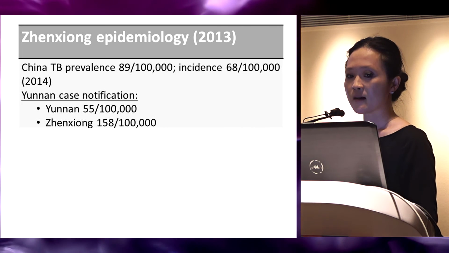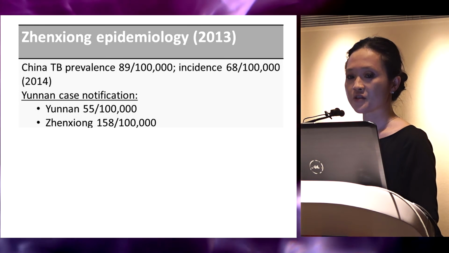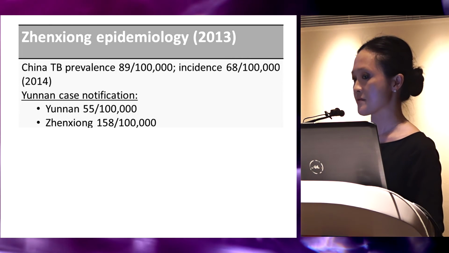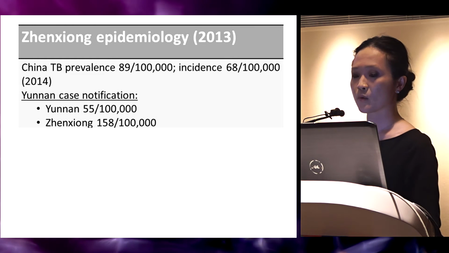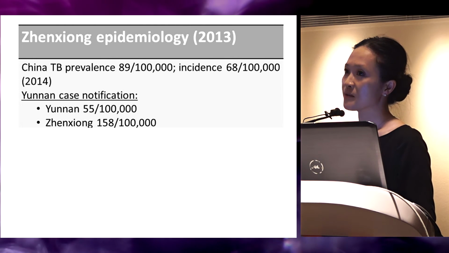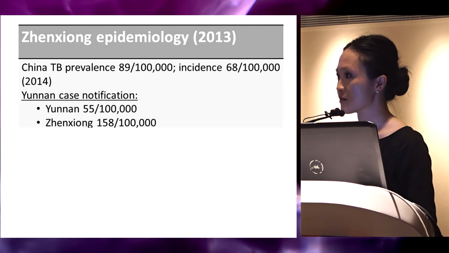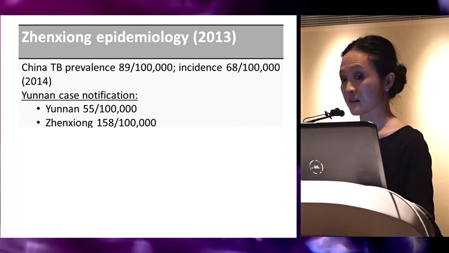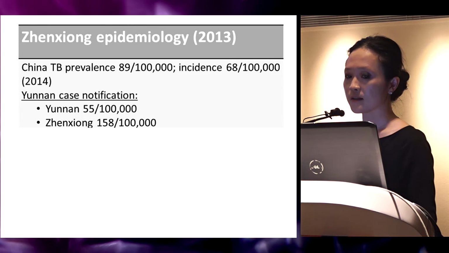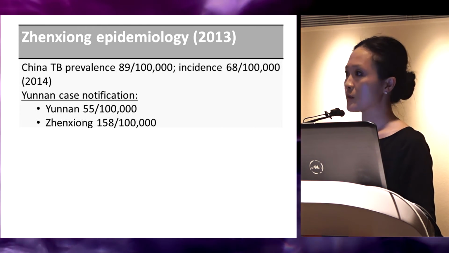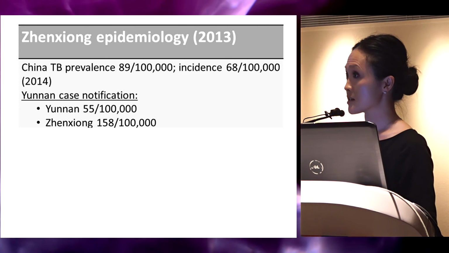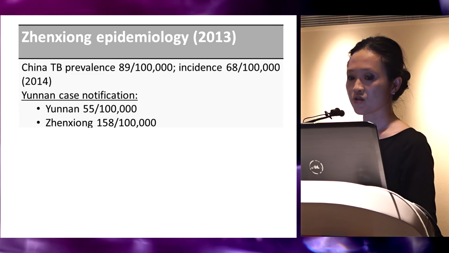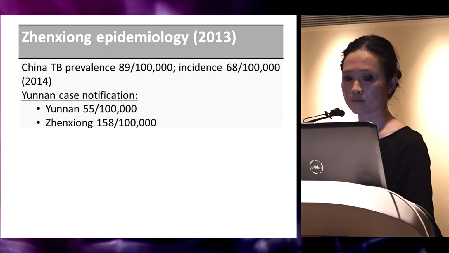So just to give you some context for the TB epidemiology here, the China TB prevalence as of 2014 was 89 per 100,000 and an incidence of 68 per 100,000. Now in Yunnan, a prevalence survey has not been done for over 20 years. So we don't have prevalence data, but rather we use case notification as an estimate. At the provincial level, the case notification is 55 per 100,000, whereas in Zhenshong, this particular county that we're focusing on at the moment, the case notification is 158 per 100,000.